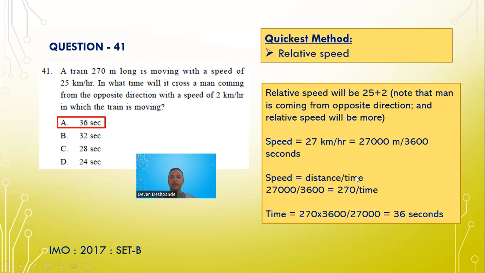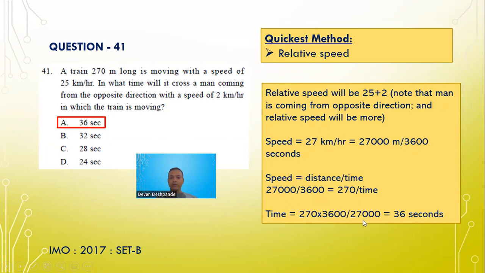Speed is distance upon time. What is speed? 27,000 upon 3600. And distance is 270. So distance is 270 upon time. And so what will time be? Time, when it comes up, so time will come up here.